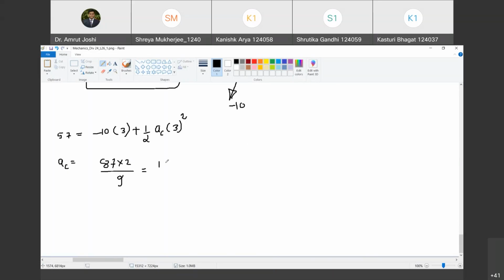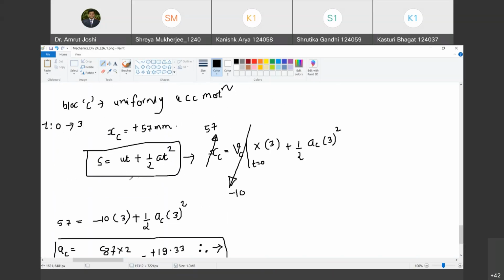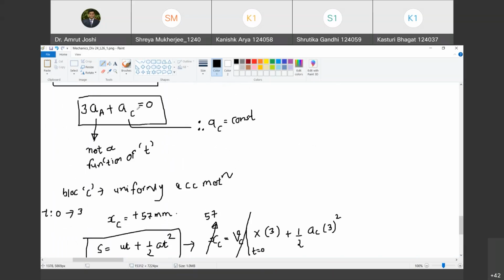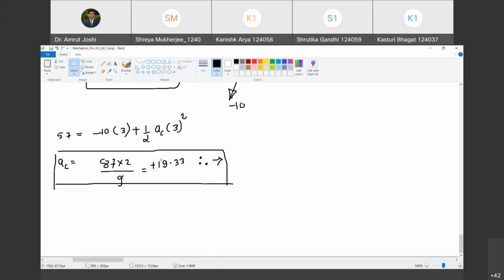So it turns out to be 19.33. Possibly correct. And has it turned out to be positive or negative? It is positive. Positive, sir. Therefore, the block is accelerated towards the right. Are you with me? Yes, sir. So we have found the value of acceleration of C. Now what are we going to do? We are going to use this equation to get the acceleration of block A. Are you with me? Yes, sir.